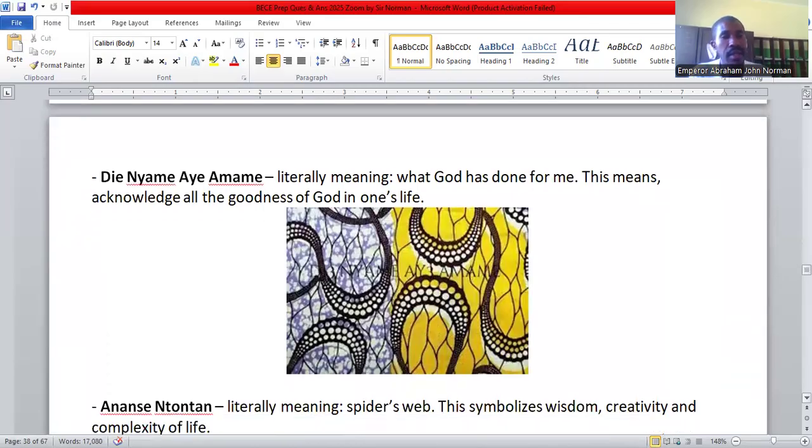Then this is a fabric we call Nyame Aye Me Ha. It literally means what God has done for me. And this cloth is worn to acknowledge the goodness of God in our lives. This is how the fabric looks like. You can even see the name on the fabric there. That is it, right? It has these patterns. Please look at it carefully.